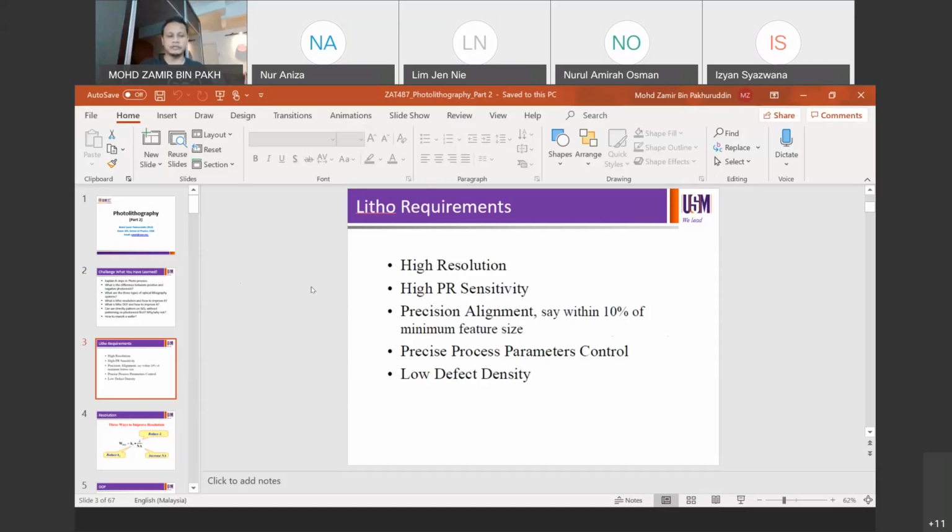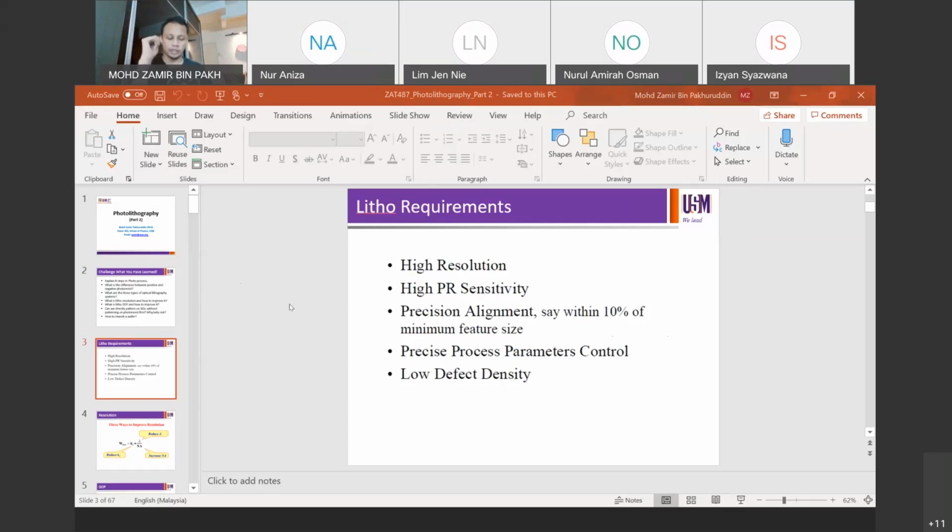High PR sensitivity: you want high sensitivity of the resist so that it will react upon exposure to the correct wavelength of the illumination source. You want good precision alignment as well. We talked about overlay yesterday, so you want to minimize your X, Y, and everything within your overlay budget.